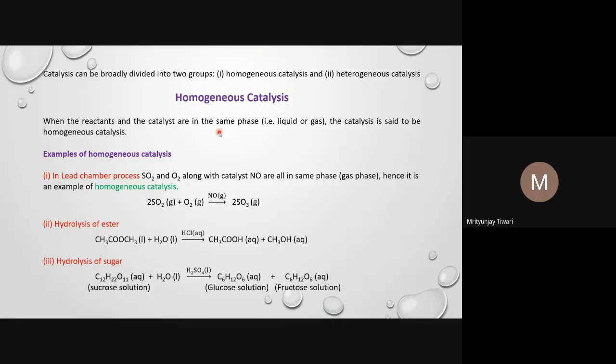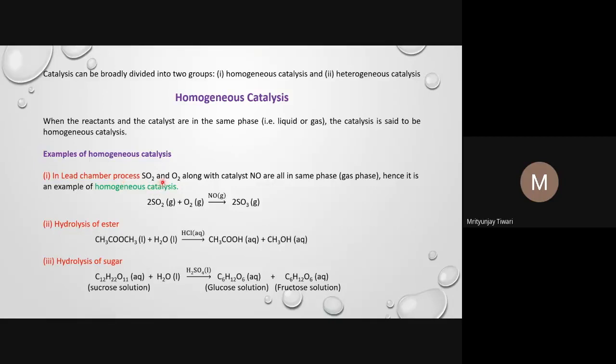And solids usually will not mix with each other, they will not form a homogeneous solution or mixture. So usually we see homogeneous catalysis when the reactants as well as the catalysts are in the liquid or in the gas phase. An example of homogeneous catalysis is the lead chamber process, which is also a process for the manufacture of sulfuric acid.